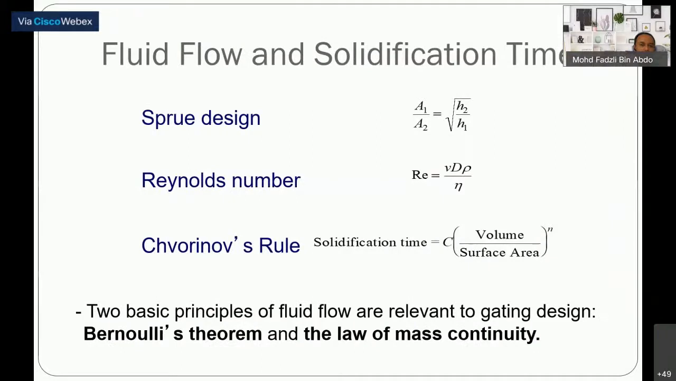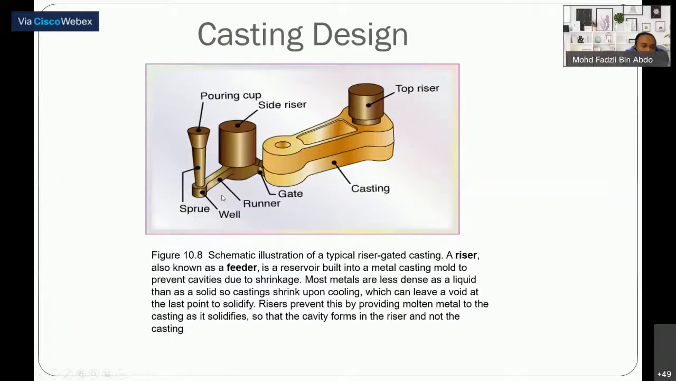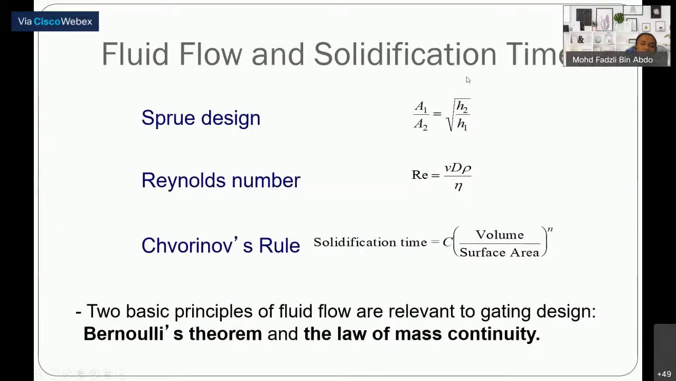Okay, this is some theoretical equations for the fluid flow and solidification time, which means the sprue design. Mana tadi sprue? Okay, this one, the sprue design ni adalah dia punya equation lah. A equals area, H is the height of the sprue. Okay, and then this is the Reynolds number, ni saya tak pergi detail. And then this is, macam mana sebut, Chvorinov's rule. This is the solidification time lah, volume bahagi surface area. C ni adalah fixed coefficient of friction, and also the n.